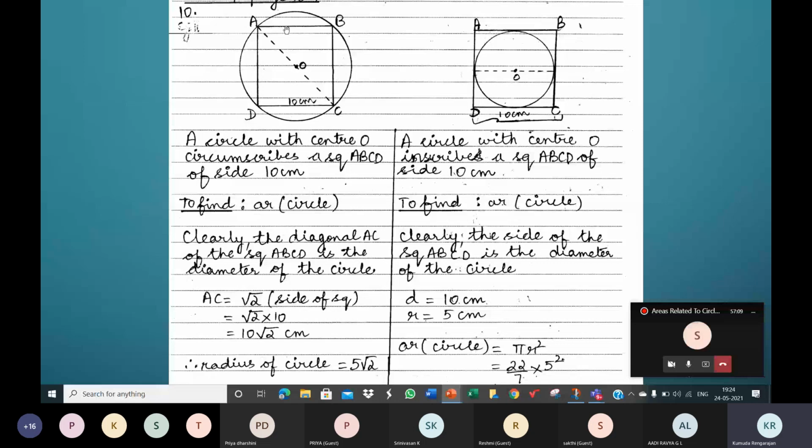So you can use Pythagoras theorem and find AC. Here I've used the formula directly. The diagonal is given by the formula root 2 a. You can also use Pythagoras theorem. DC is 10, so AD is also 10, and you can find AC using Pythagoras theorem, root of 200, which is 10 root 2. So the diagonal is 10 root 2, but that's the diameter for the circle. Diagonal for the square, but diameter for the circle. So the radius is half of it, which is 5 root 2.